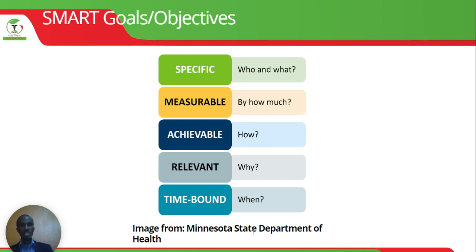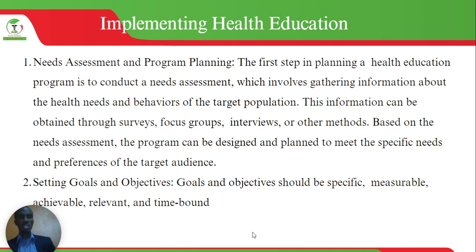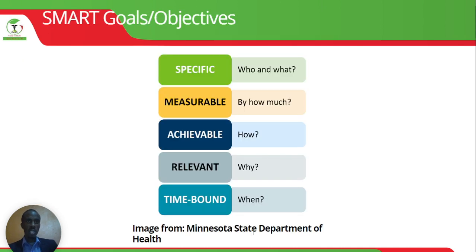So when you're setting smart goals in health promotion, in health education, you need to make sure that they are specific, measurable, achievable, relevant, and time bound. And you do that by answering those questions of the who and what, and by how much, how, why, and when.